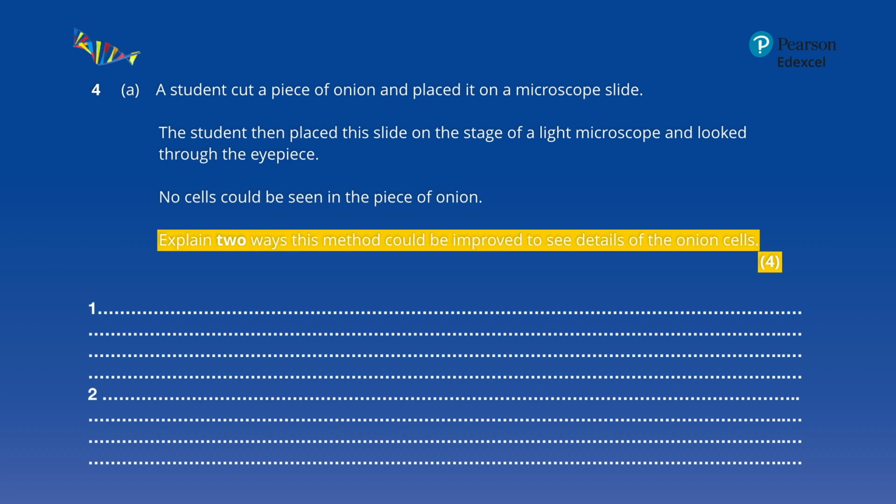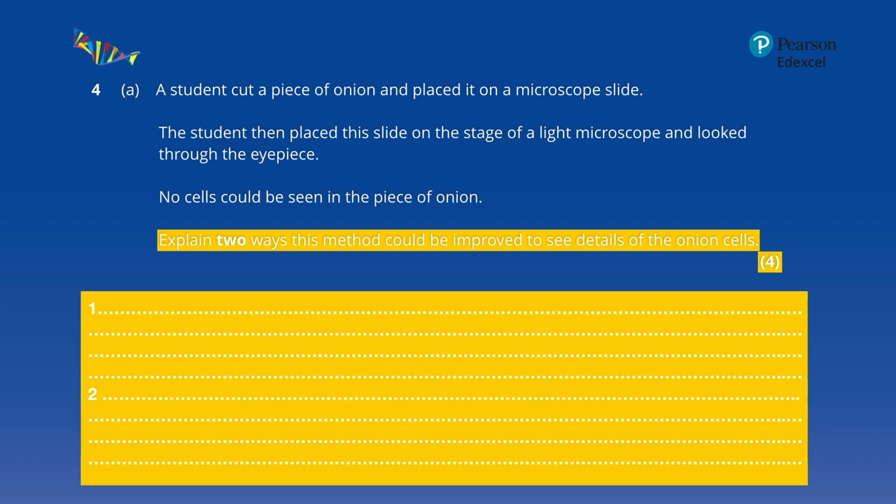A question that asks for suggestions of other methods or apparatus to be used to see onion cells would credit use of electron microscopes. An explain question would usually require a statement followed by reasoned justification to extend the statement. Use this structure as a basis for your answers to this type of explain question. The 1 and the 2 on the answer lines will help you.